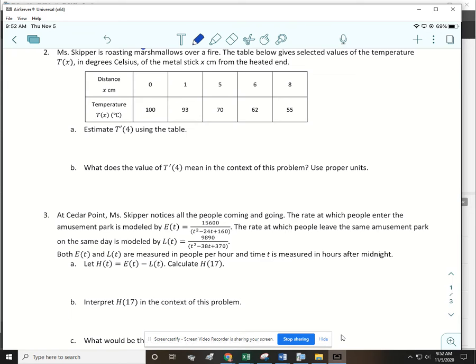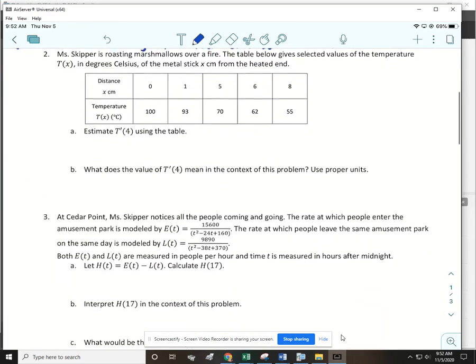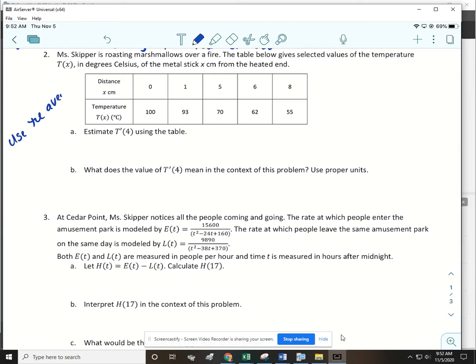But because we have a table, we can't find it like we did on number 1. We had an equation. So the way that you estimate a derivative using a table is to use the average rate of change. So we're going to use the average rate of change to estimate the derivative. I originally wrote to estimate the instantaneous rate of change, which you could write that also.